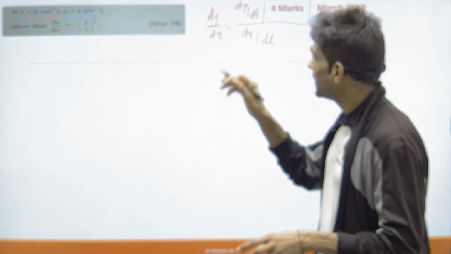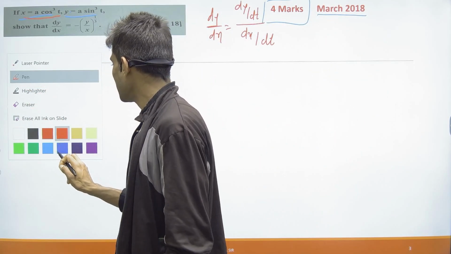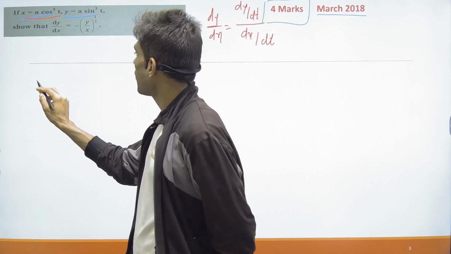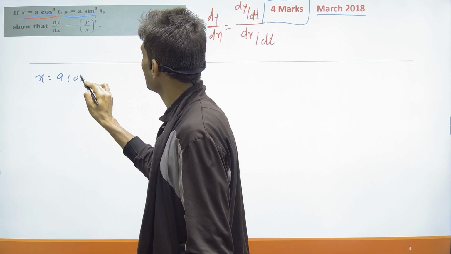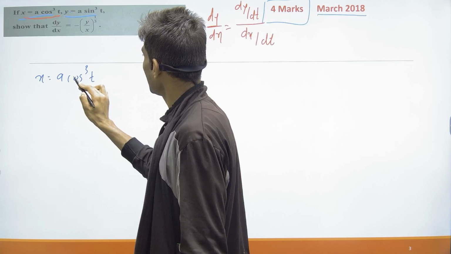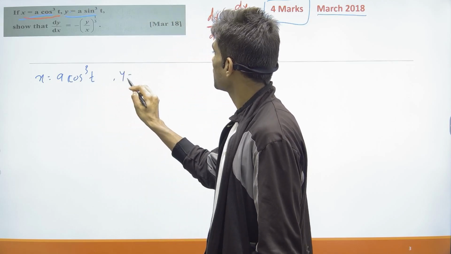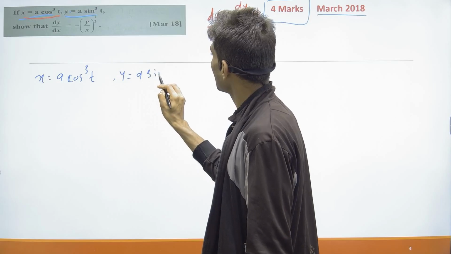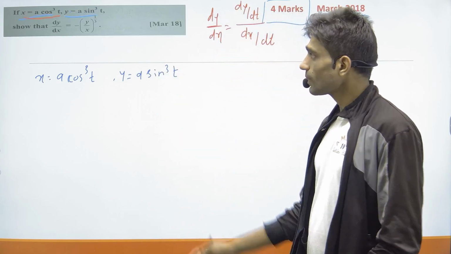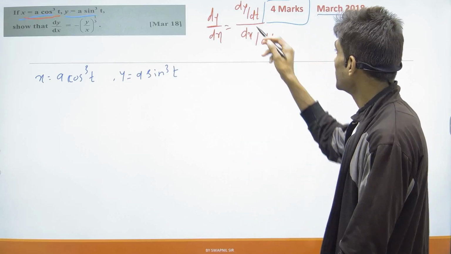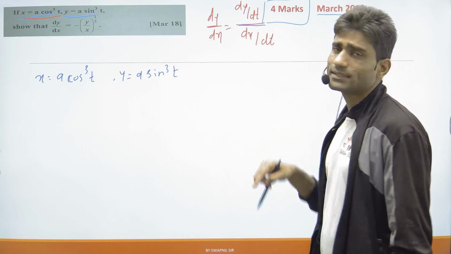Now see that we have the two different functions. Let's go for the solution. I'm expecting that you all have understood. We have x which is equal to a cos cube t, and y which is equal to a sin cube t. We have two different functions, and we want the dy by dx. That means we have to differentiate y by t first, and then next x by t.